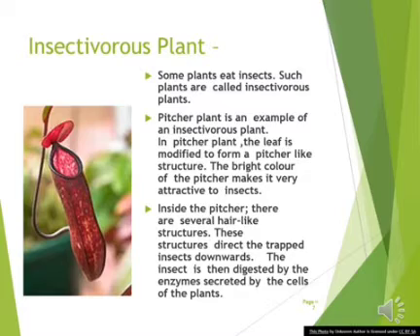Now let's talk about the insectivorous plants. Plants which eat insects are called insectivorous plants. Now these plants have chlorophyll. A few examples of insectivorous plants are the pitcher plant, Drosera, Venus flytrap, etc. Now if you look at the pitcher plant, the leaf of this plant is modified to form a pitcher-like structure. This attracts the insects. Once the insect sits on it, it gets trapped inside and then it gets digested by the enzymes that are secreted by the cells of the plant.